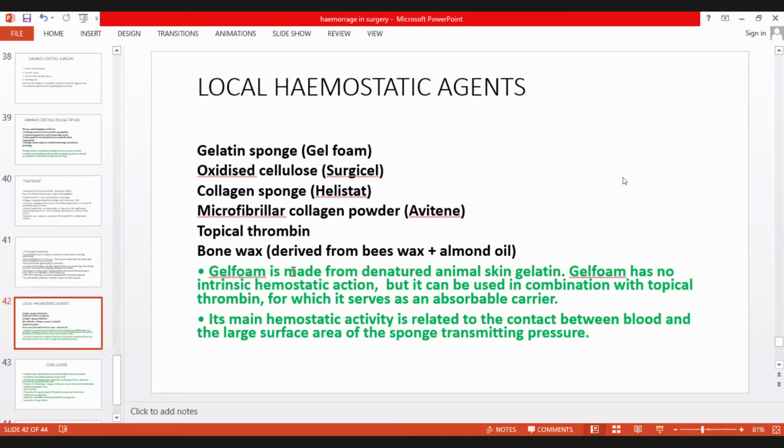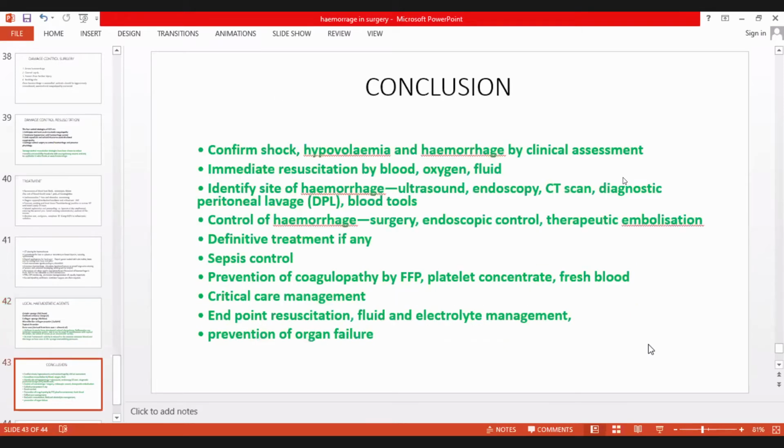For example, Gelfoam is made of denatured animal skin gelatin, and Gelfoam has no intrinsic hemostatic action, but it can be used in combination with topical thrombin, for which it serves as an absorbable carrier. Its main hemostatic activity is to increase the contact between the blood and the large surface area of the sponge, transmitting the pressure.